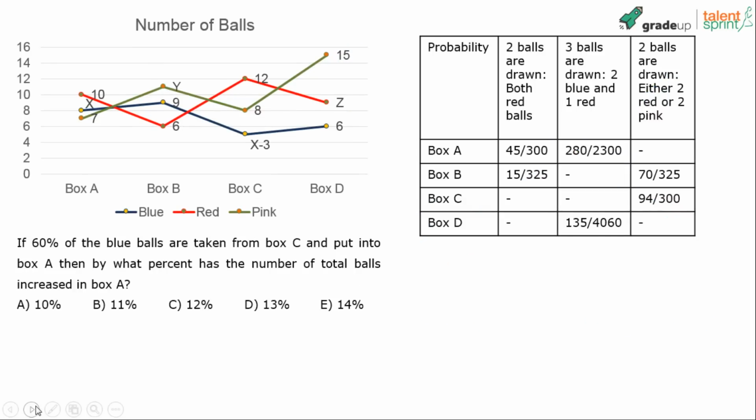Here's the next one. He says 60% of the blue balls are taken from box C and put into box A. Then by what percent has the number of total balls increased in box A? Try to solve this now. Try to solve this quickly.